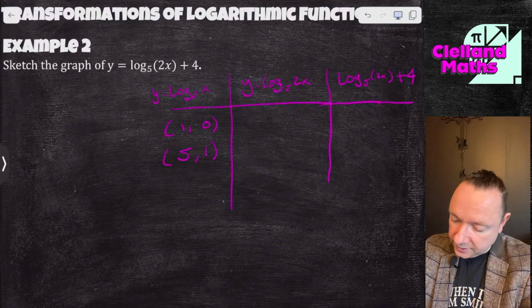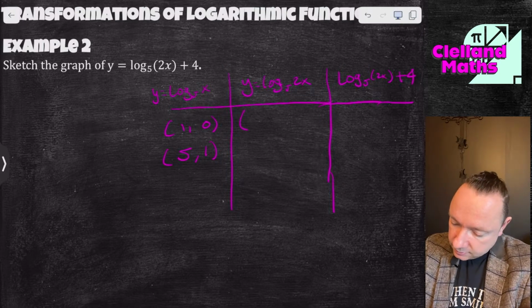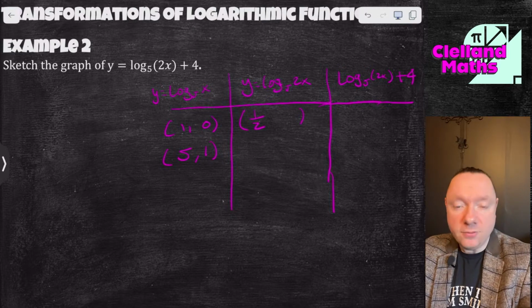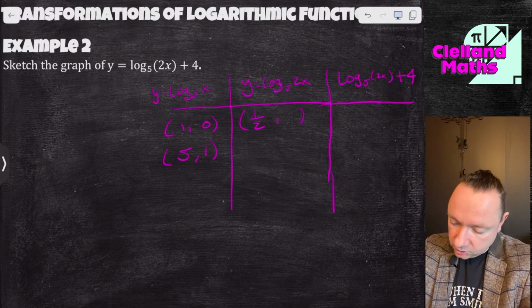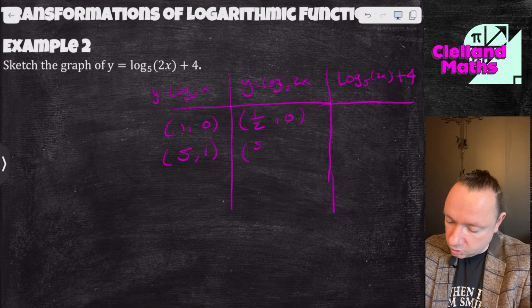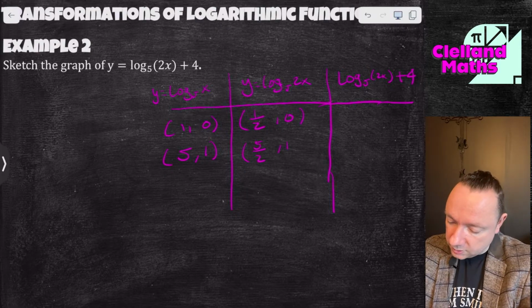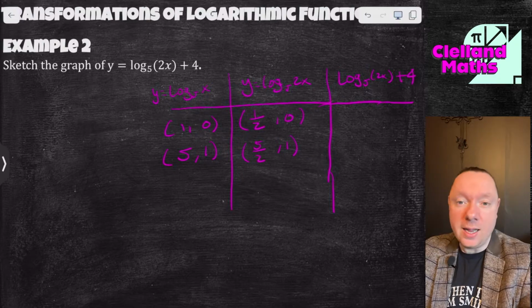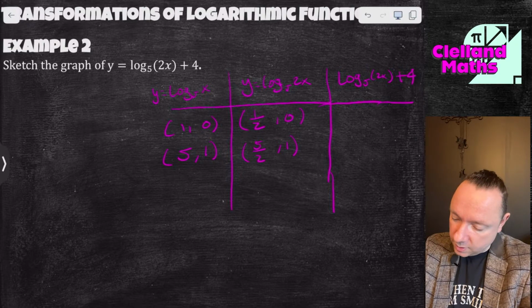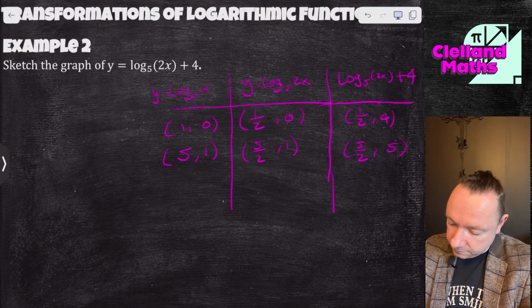So let's just do it in pieces so we don't make a mistake. So 2x means that x must be a half, because 2 times a half is 1. And then we get 0 still. And then that must be 5 halves, because 2 times 5 halves is 5. I'm just dividing by 2 instead of multiplying by 2. You see the opposites coming in here, and we get 1 still. And now we need to add 4. Now we're not adding 4 to x, we're adding 4 to y. So that becomes (a half, 4) up the y-axis, and (5 halves, 5).